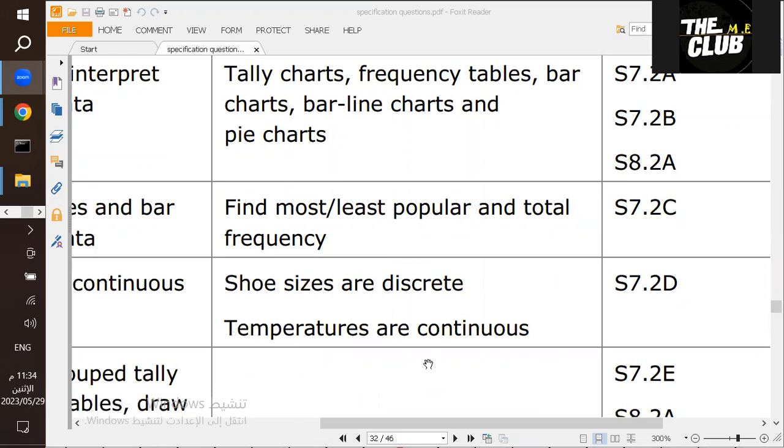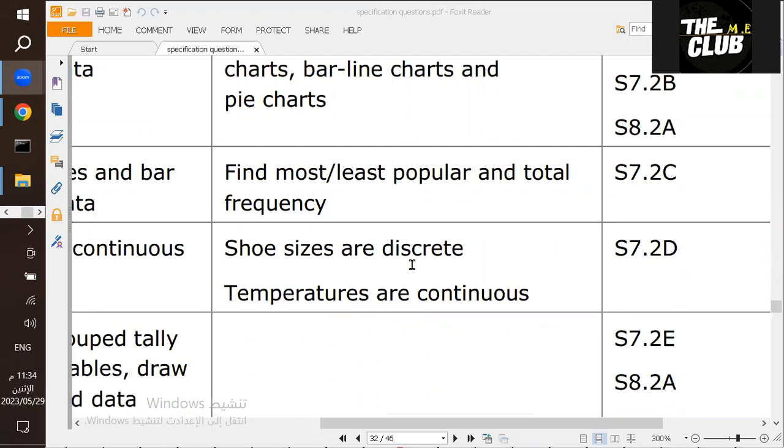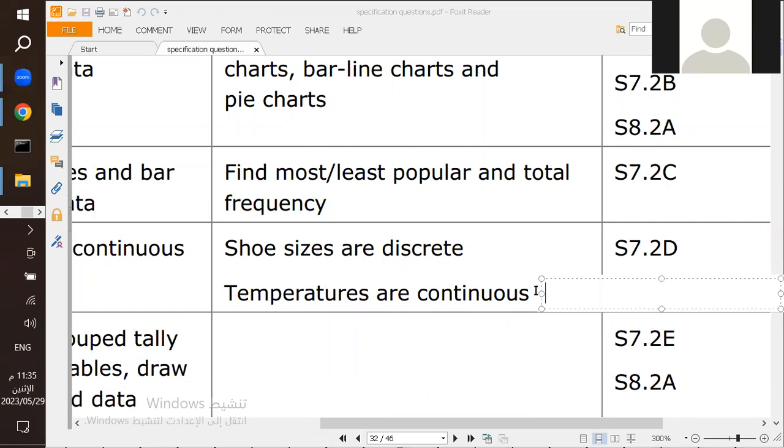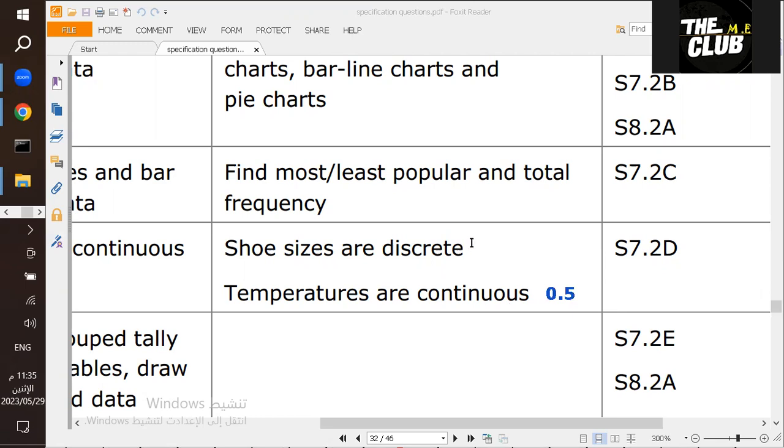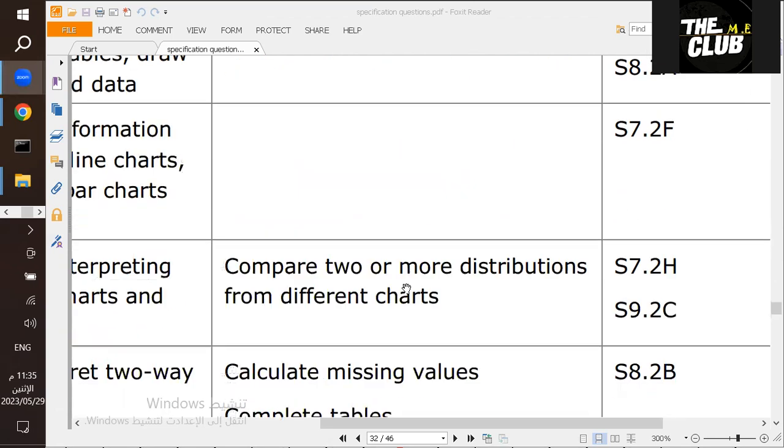The shoe sizes are discrete, temperatures are continuous. This information you should know. What's the difference between discrete and continuous? Continuous means decimals, discrete means no decimals. Discrete, no decimals, so 1 and then 2. There's no 1.5. We also took these in science, the same idea as science. Discrete and continuous data. So you have to know the difference between them.